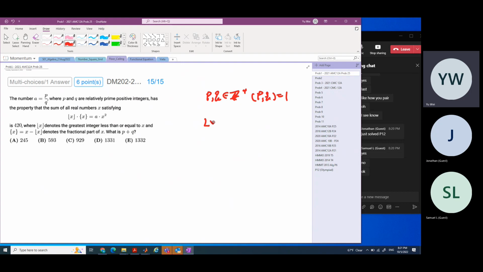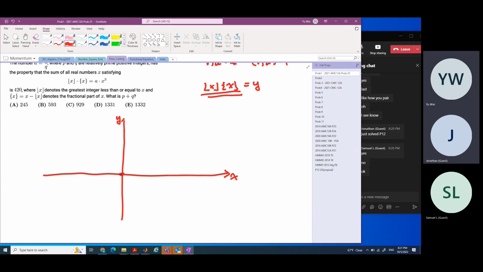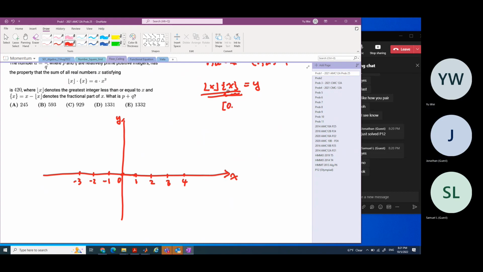Jonathan and Sam, are you familiar with this, if I write y equals this, do you know what the picture looks like? Jonathan, you need to think about it. So we always write 1, 2, 3, 4. Let's draw up to 4, and also some negative ones: 0, -1, -2, -3, right? So what's the range of this, Jonathan?